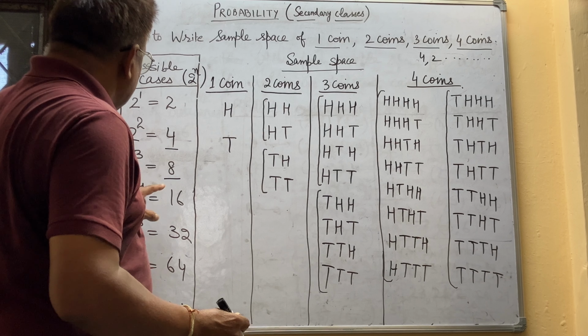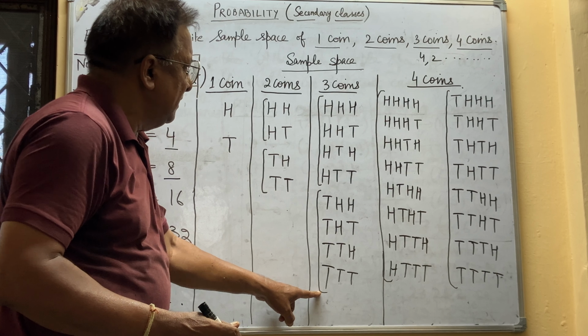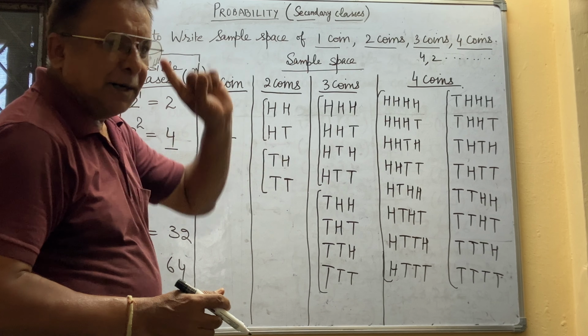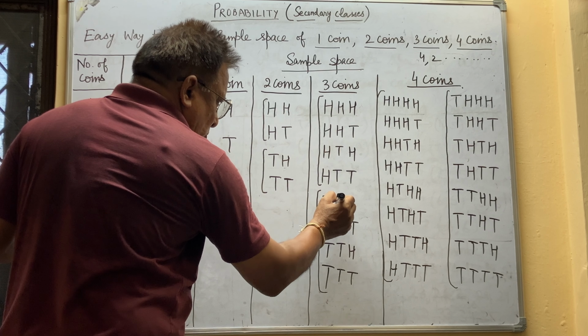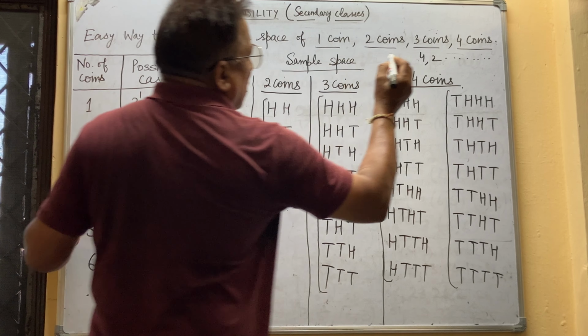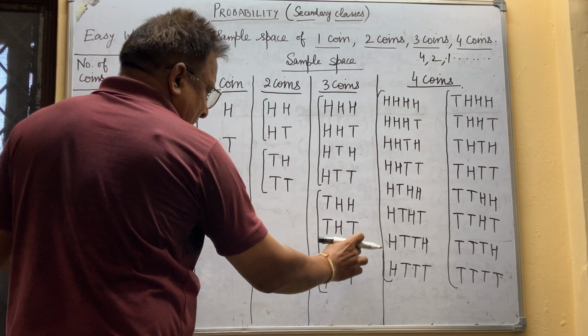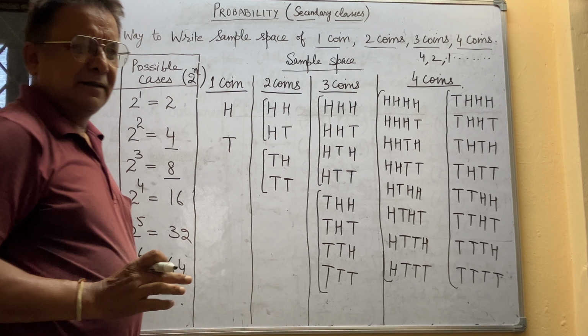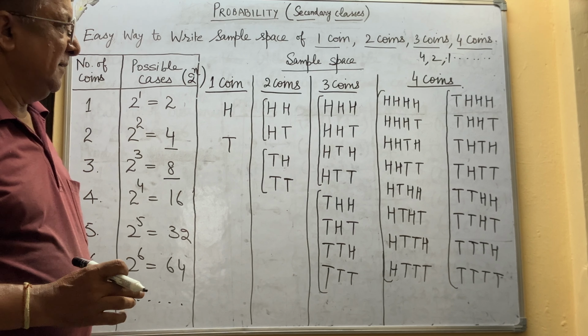First, there are 8 cases, 4 heads, 4 tails. Then take half of it. Half of 4 is 2. 2 head, 2 tail, 2 head, 2 tail. Then again take half of 2 also. 1 means 1 head, 1 tail, 1 head, 1 tail, 1 head, 1 tail, 1 head, 1 tail. This is sample space for throwing 3 coins together.